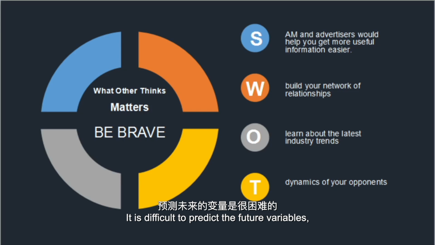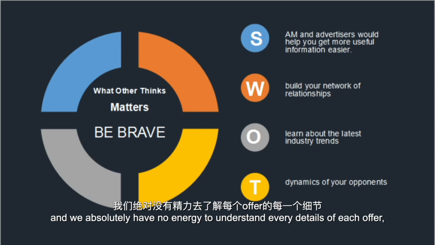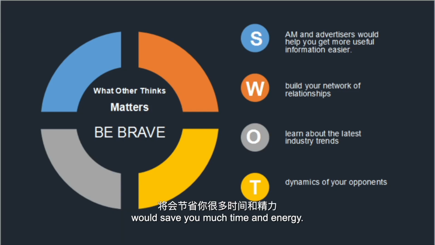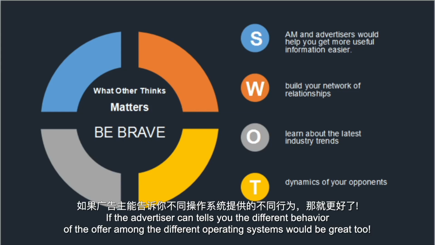It is difficult to predict the future variables, and we absolutely have no energy to understand every detail of each offer. So if your AM can tell you directly which offers convert better, it would save you much time and energy. And if the advertiser can tell you the different behavior of the offer among the different operating systems, that would be great too.